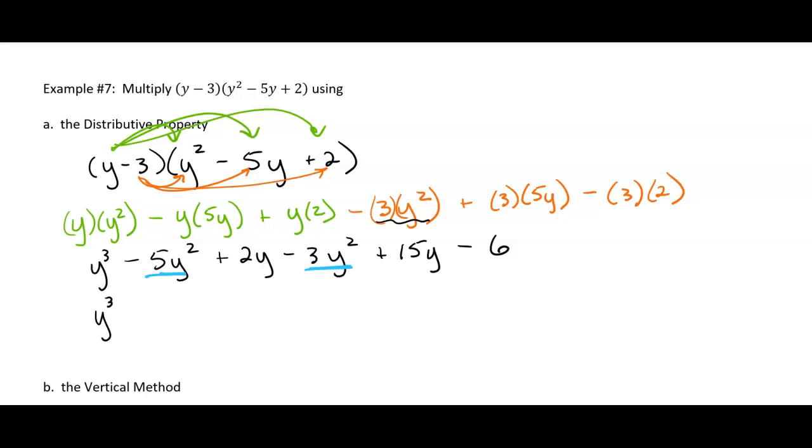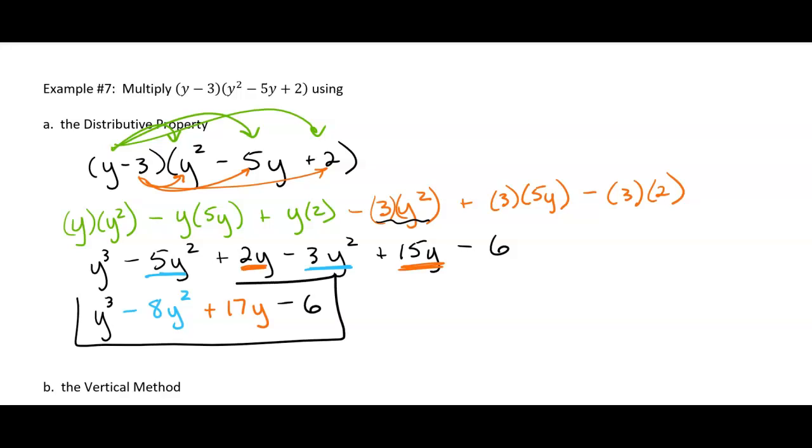Now we're going to have a minus 8y squared, because of those terms that I underlined in blue, those are like terms. We also have this 2y and the 15y. Those are like terms, and so that's going to be plus 17y. And then finally, we have a minus 6, but it doesn't have anything to combine with, so it's just minus 6. So there's the answer. That's one way to do the problem. That's usually how I do the problems.